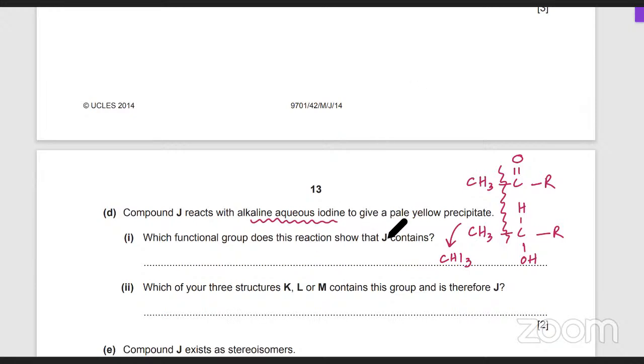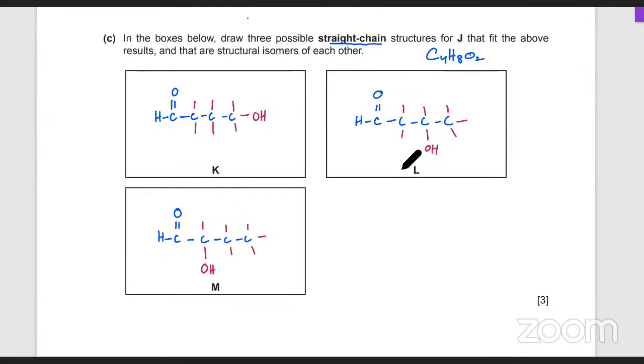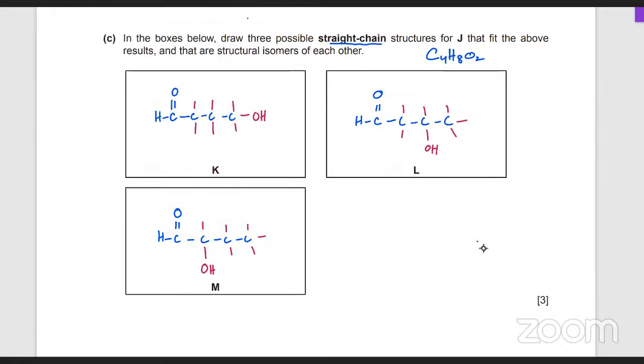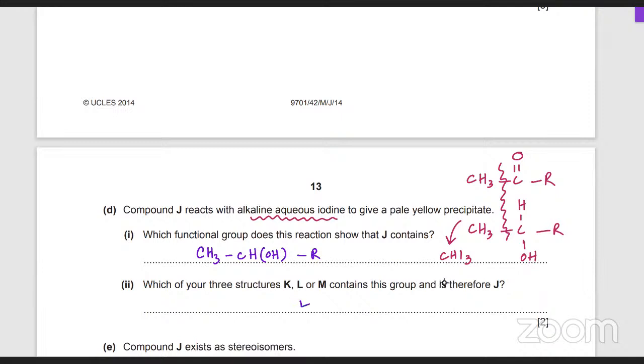So which functional group does this reaction show that J contains? Definitely you don't have a methyl. तीनों के अंदर you don't have methyl. कौन सा वाला होगा इन तीनों में से option? किसका iodoform test positive होगा? वो ये वाला होगा. It's going to be CH3 CHOH. ठीक है. So CH3 CHOH, that's going to give a. So यहाँ पे he's asking what does it show? So it's probably going to show you this thing that it's got CH3 CHOH. That's a group that's going to be present. So which of these structures, that's going to be it.